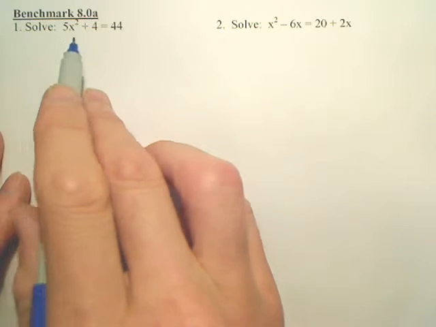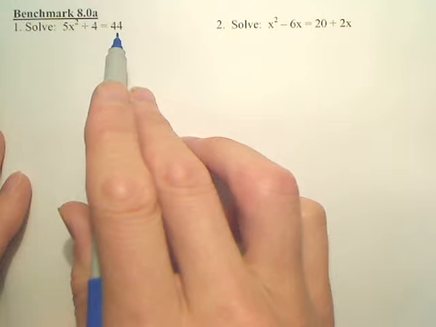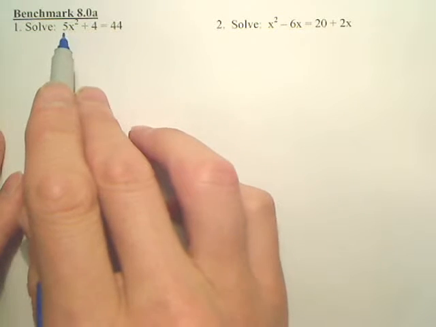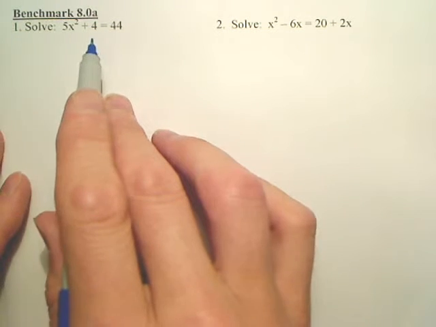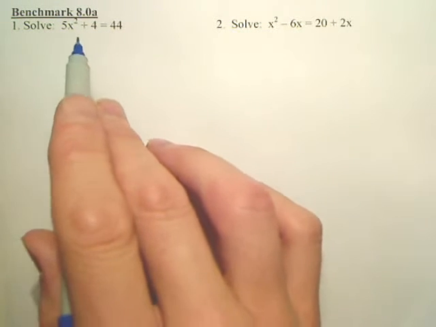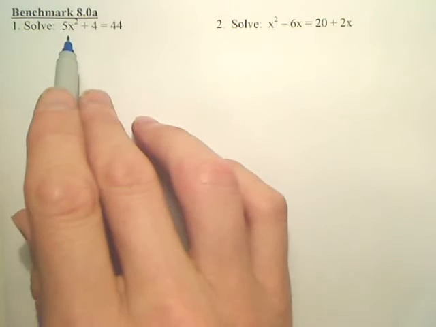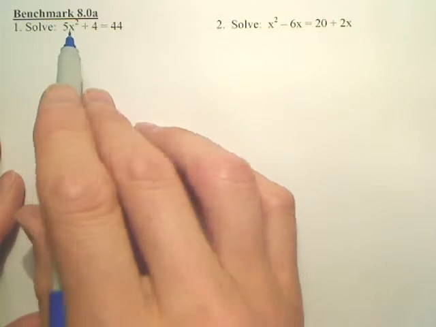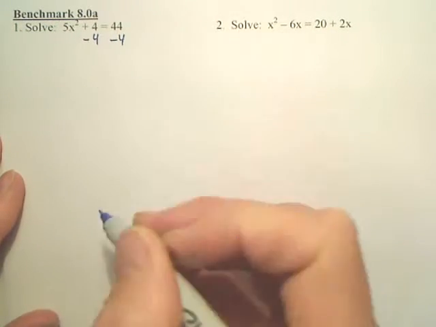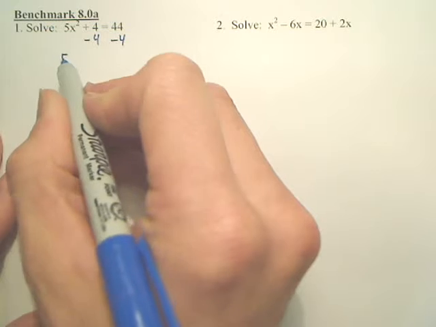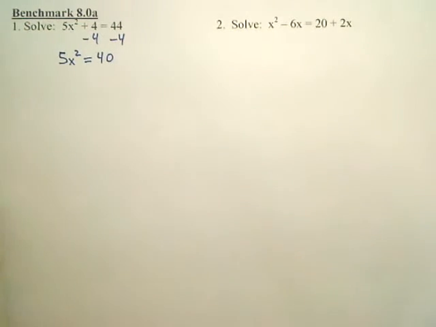Benchmark 8A. We're going to solve this, and you should notice by looking at it that you're going to be square rooting both sides. Again, because if there's an x squared and no x's, you're going to get the x squared by itself and then square root both sides. So, like I said, you want to get the x squared by itself. So what we're going to do first is minus the 4 over. I now have 5x squared equals 40.